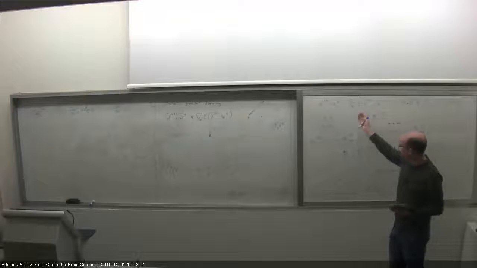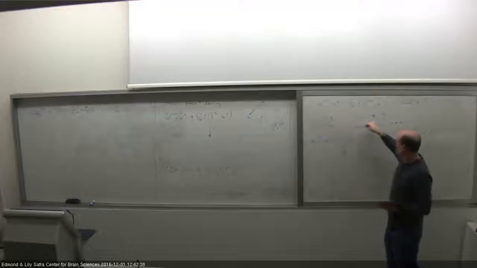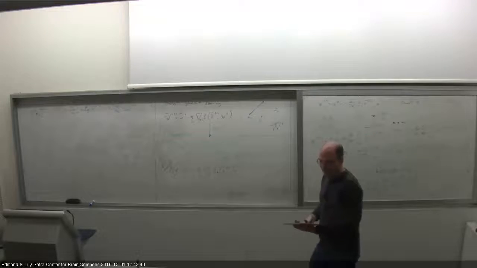So why am I distinguishing between this and this? If I got the same result, this result is independent of m. What do you think might be different for finite m?